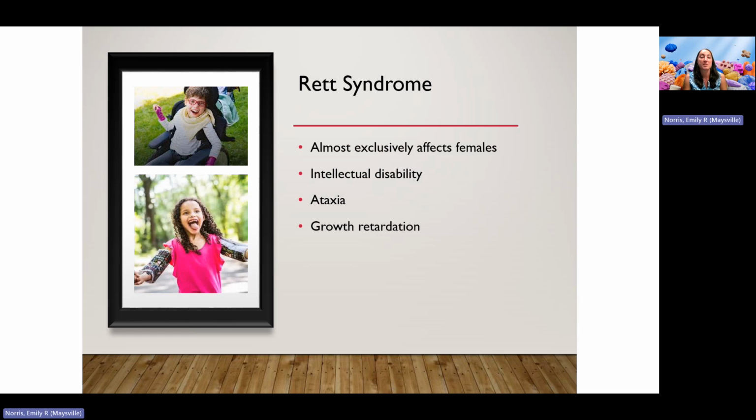Rett syndrome, this is almost exclusively in females. It can cause intellectual disabilities, ataxia, growth retardation. I had a patient who was diagnosed with it that was able to walk, but she had significant tone in her hip flexors and in her hamstrings, to where she had a very significant crouch gait. And sometimes, again, they may go through stages where they're able to walk, and others where they need power mobility or a manual wheelchair. But it can affect them cognitively and their motor function.